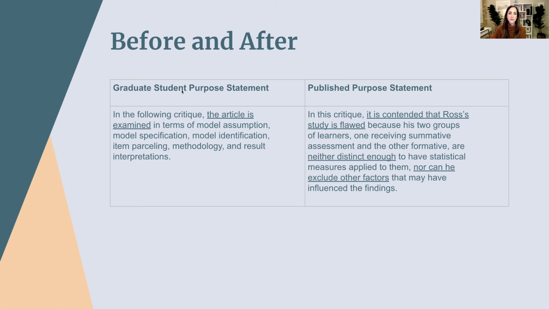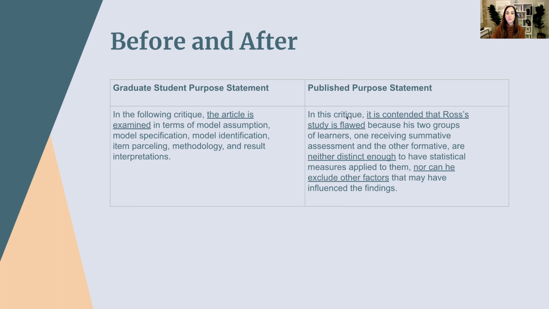Let's start with the graduate student purpose statement. As you can see, I have it underlined here. This is where you can tell their stance. "In the following critique, the article is examined in terms of..." You don't have to read the whole statement. This is very neutral. You can't really tell what the author is thinking. Their voice isn't coming through. They're definitely not taking a stance.